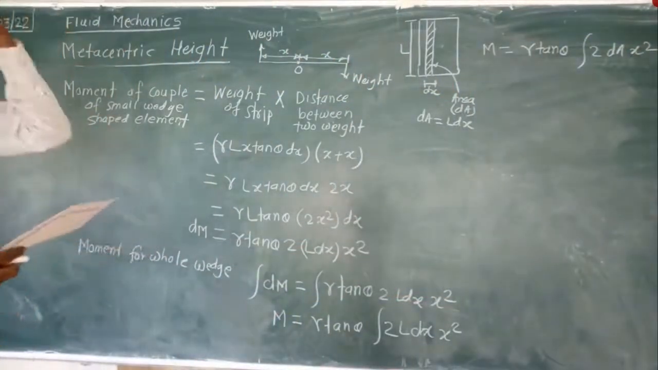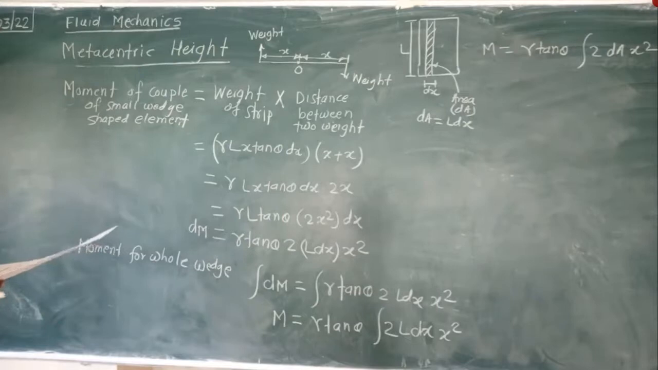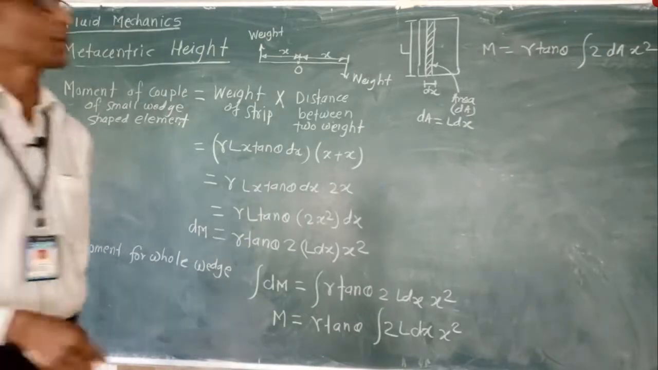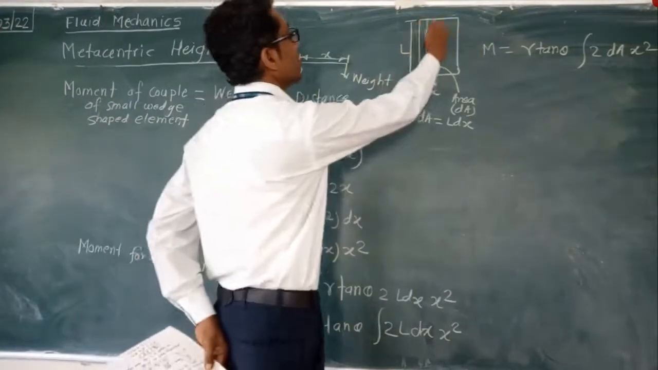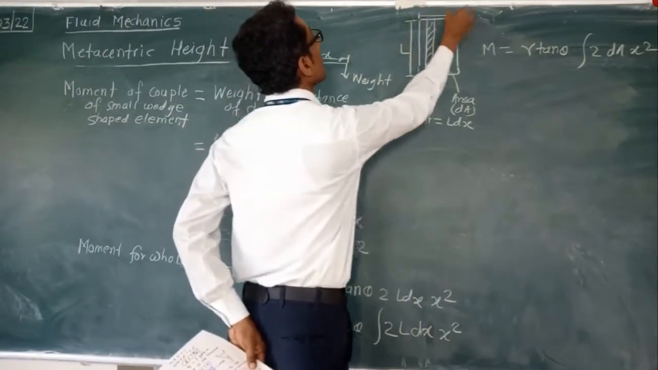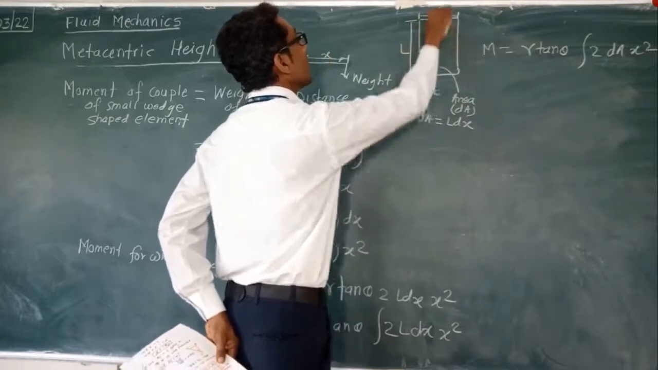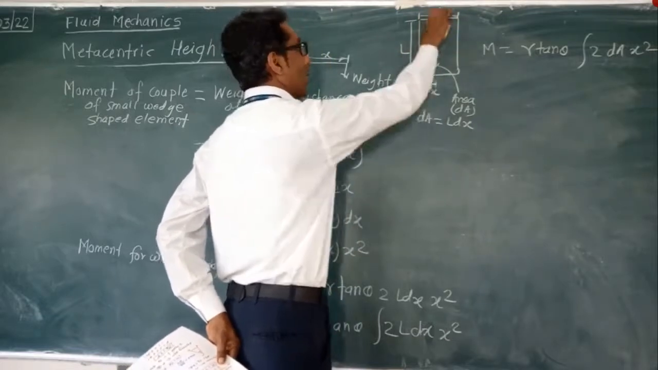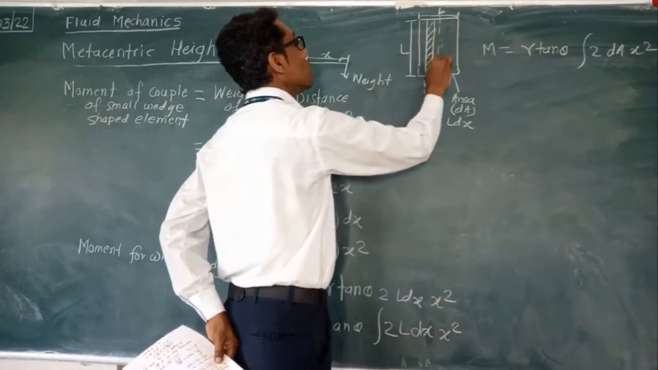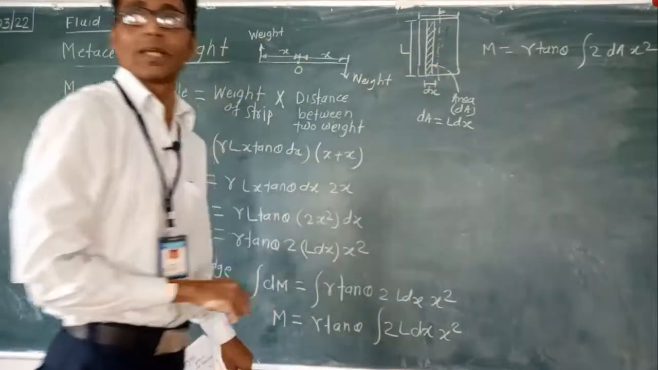Now, the integration of 2 dA x square, what is that? It is the moment of inertia of the plane. Say this is the length L and this is the width B, about the axis, the moment of inertia we can write.